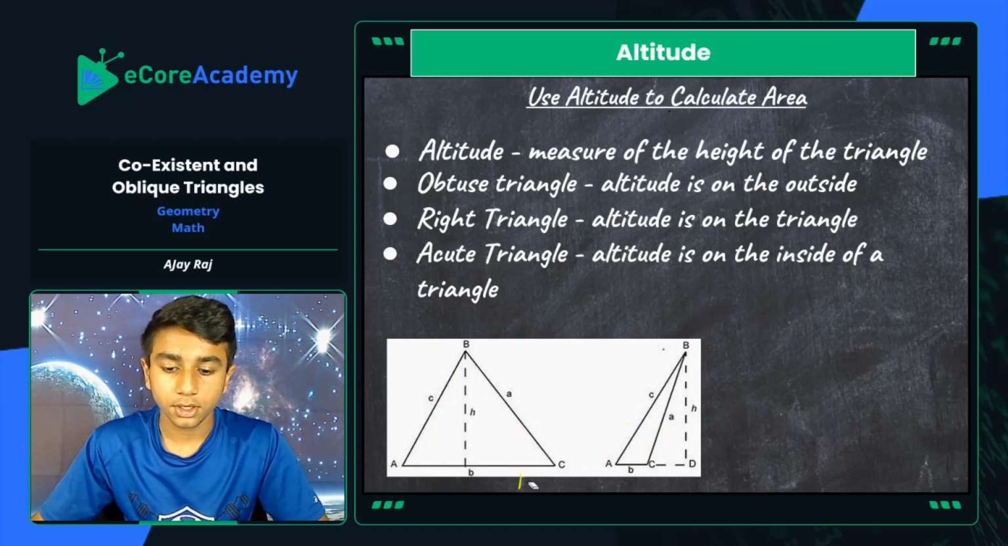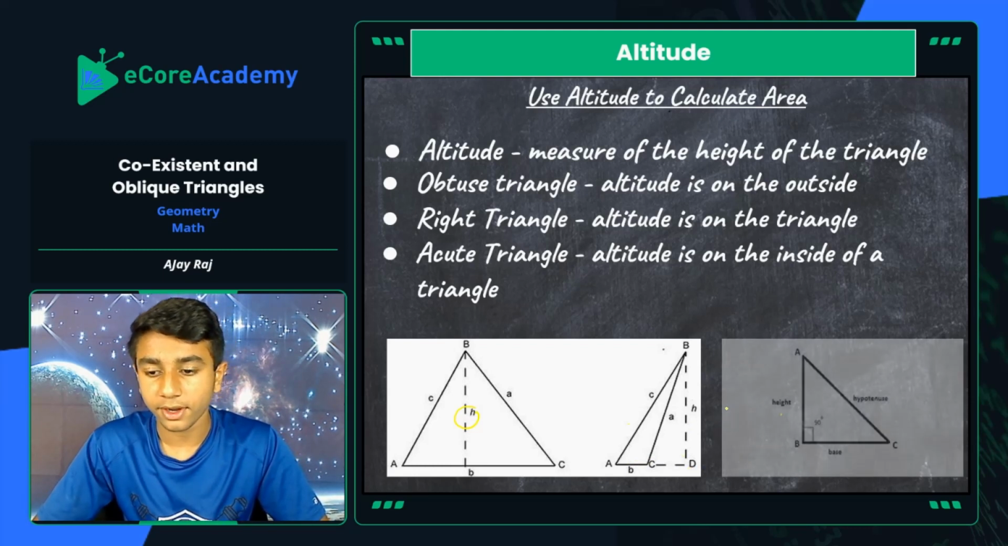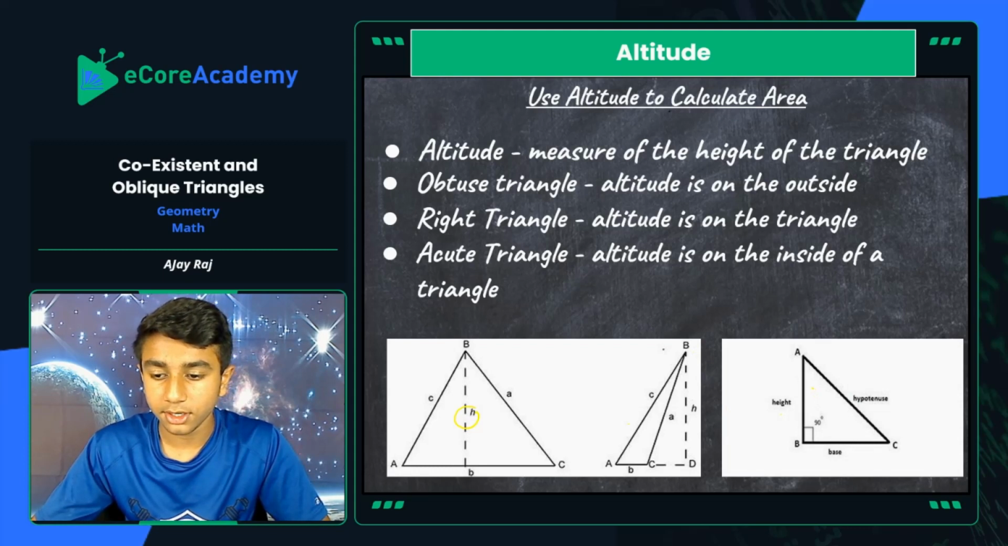So on an acute triangle, you'll have the altitude h, which can also be represented by A or H, on the inside of the triangle. On an obtuse triangle, the altitude or height will be on the exterior of the triangle, and it basically intersects the base that is extended outwards on the exterior of the triangle at a 90-degree angle. And then finally, you have your right triangle, which has this line segment here as the height, and it also intersects the base at a 90-degree angle.